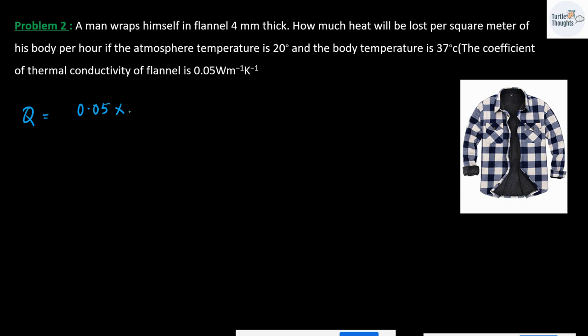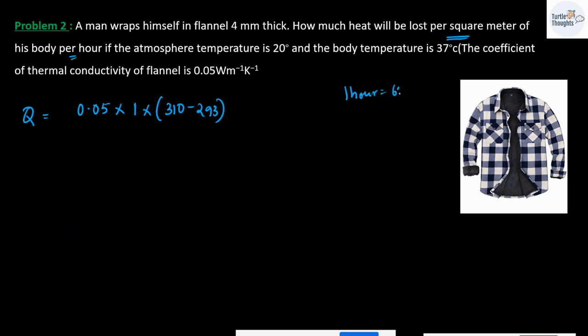The thickness area is per square meter. So this is going to be multiplied by per square meter, it is 1 itself, multiplied by T2 minus T1, 310 minus 293, multiplied by the time. What is going to be the time? It is going to be per hour.